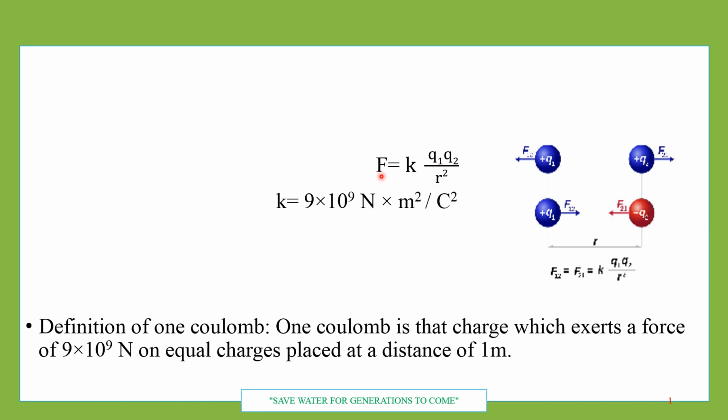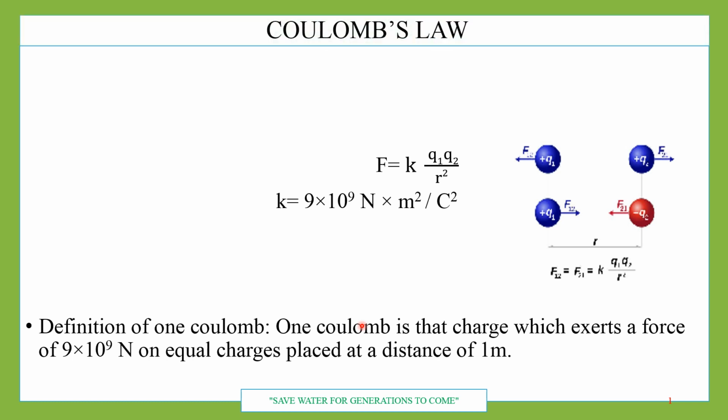And from this we get the formula: the force of attraction or repulsion is equal to K Q1 Q2 upon R square, where K is the constant of proportionality and its value has been found to be 9 into 10 raised to 9 Newton meter square upon Coulomb square. How can we get this K? F into R square: F is in Newton, R is in meter, so R square is meter square, and Q1 Q2 is Coulomb, so upon Coulomb square. This way we get the unit of this constant of proportionality, right?